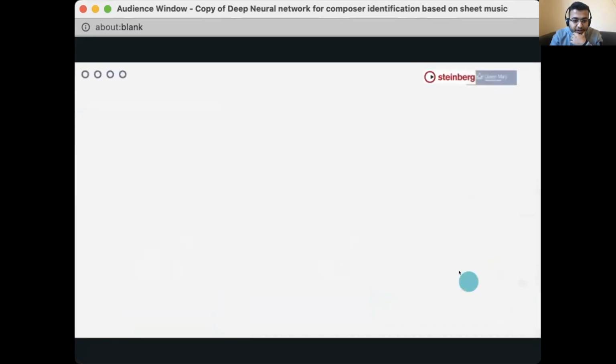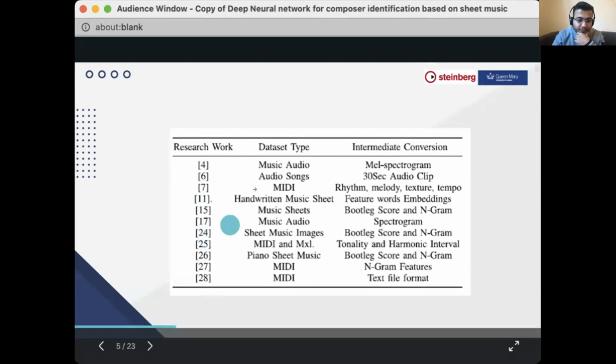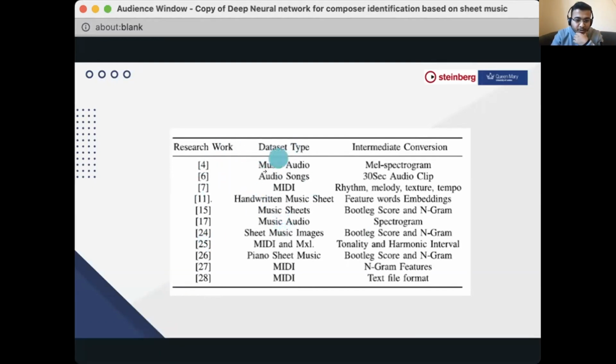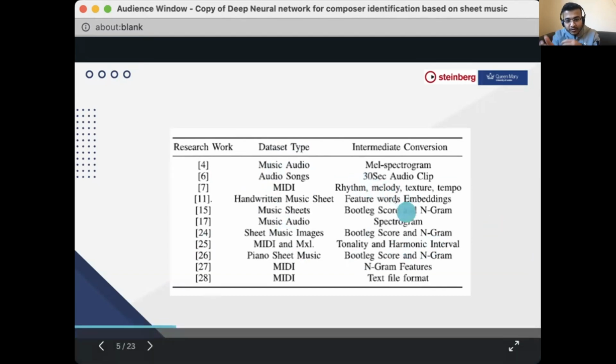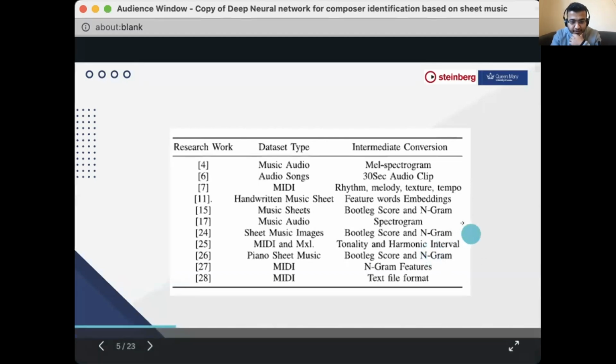In this table, you can see most of the research focuses on the first two approaches, which use intermediate digital semantic representations extracted from the music sheets or MIDI to identify composers. The references are in our research paper. Most of the research is focused on intermediate representations of the sheet music. But we are focusing on the visual representations of the sheet music without any intermediate conversion, and in the second approach, on the bootleg score, but again utilizing just the visual representations of the bootleg scores. So it is very unique among all past research in this field.